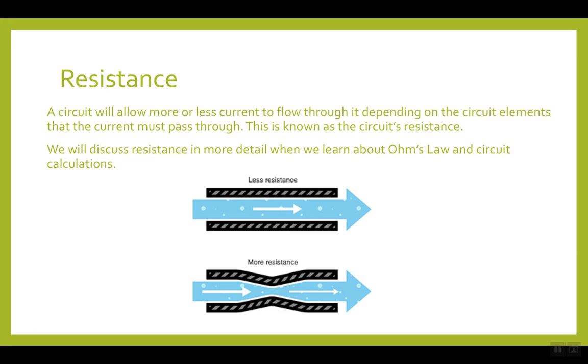Our final measure is resistance. So resistance is basically how hard it is to flow through. Now we're not going to look at this in a lot of detail now because later on we're going to look at Ohm's law and we're going to do some calculations involving it. But know that the more resistance there is, the harder it is for the electrons to get through.